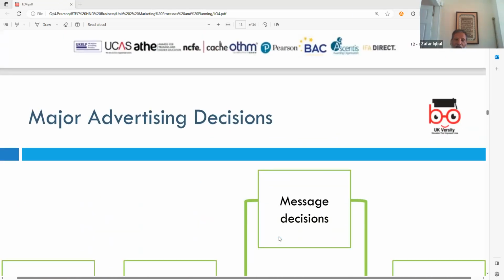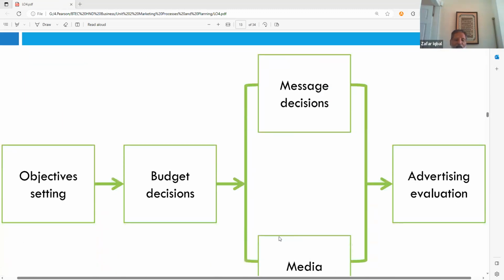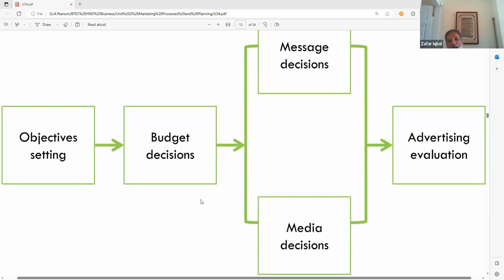Okay. Now, how we can do that is we can look at the different advertising decisions by setting our publicity objectives. We want to make sure that the objectives are set and we have a budget in place, some money in place. And then once you've got the budget, you decide which message you're going to get through, what type of media you're going to go through, and then see the reaction of the consumers, whether they are willing to buy, or whether you create sales.